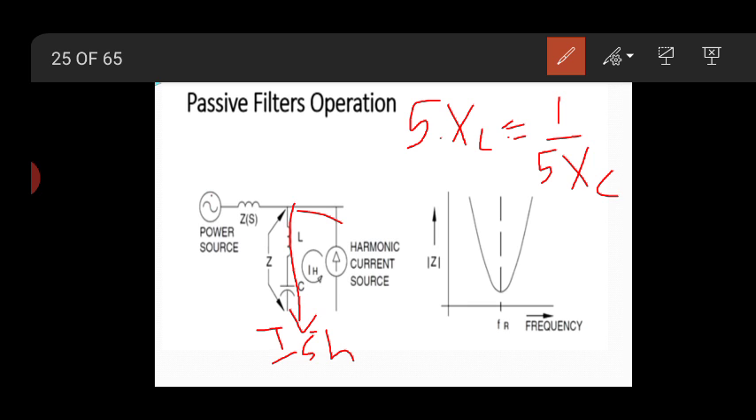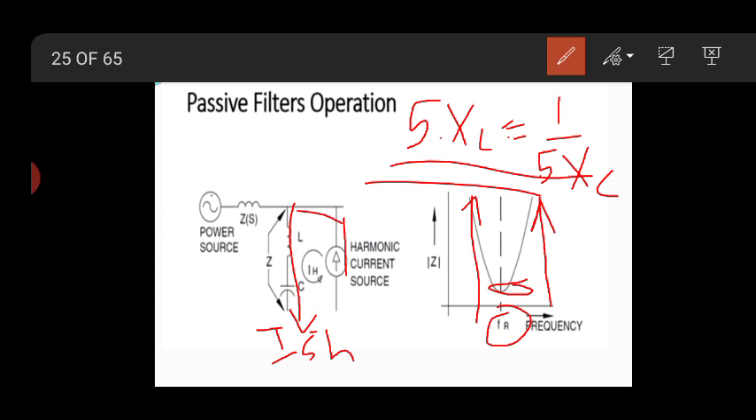So when this fifth harmonic current flows through this, this will offer low impedance only to the fifth harmonic current. For the fundamental, for the 11th, 12th and 14th harmonics, it is having high impedance. So FR is equal to FC. FR is the frequency at resonance, only accomplished at this condition: 5 into XL is equal to 1 by 5 into XC.